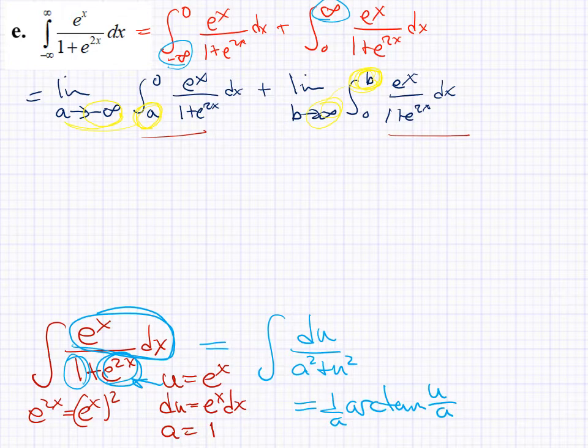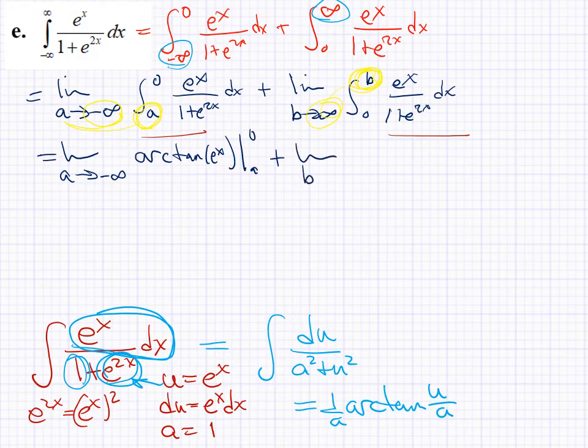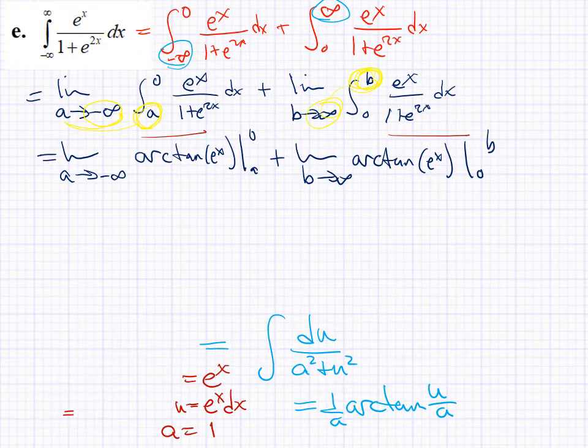So then if I fill that in to this problem, I get the limit as a goes to negative infinity of arctan of e to the x between a and 0, plus the limit as b goes to infinity of arctan of e to the x between 0 and b.